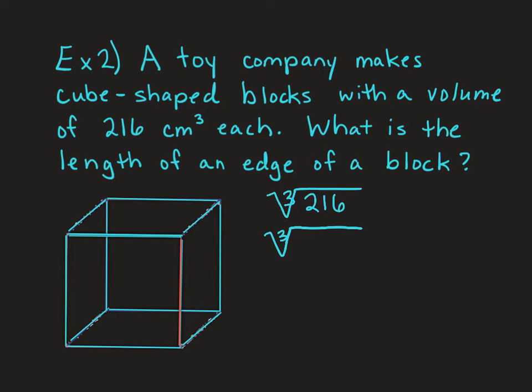And if we think through, we know it's larger than 4, because 4 times 4 times 4 is 64. So you can kind of just go through your numbers. You could try 5. 5 times 5 times 5 is 125, so that doesn't work. But if we go a little larger, 6 times 6 times 6 is 216. So when we take the cubic root of 6 times 6 times 6, that's 6 cubed. And the cubic root of 6 cubed is 6. So the length of an edge of a block is 6 centimeters.